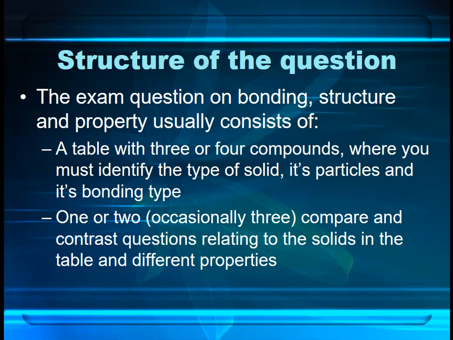Typically, the question comes in about 3 parts. And there will be a table at the top with 3 to 4 substances where you'll be asked to identify the types of solid, its particles, and its type of bonding. And then there will be 1 or 2, or sometimes even 3, long answer questions which usually ask you to compare the 2 of the solids or 3 of the solids and 1 or 2 properties. So let me show you in a minute. I'll tell you a bit about how to answer this and give you a work through example.